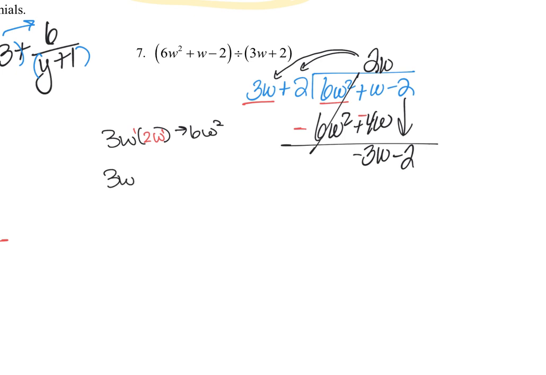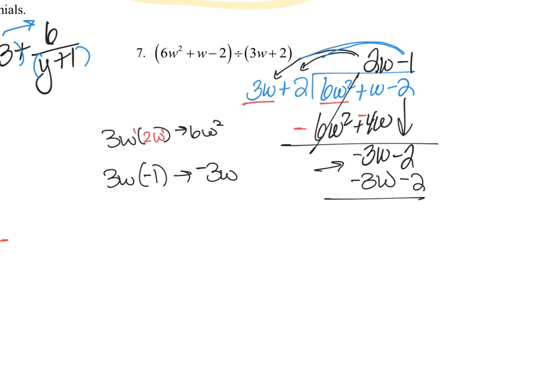I have 3w. What am I going to multiply it by to get negative 3w? What's the only thing different? The negative. So that's what you'll have to multiply by. So I'm going to multiply by negative 1. All right, multiply coming around. Negative 1 times 3w is negative 3w. Negative 1 times 2 is negative 2. All right, here we're going to do sign change, sign change. And so this will 0 and this will 0. And so you're just left with the answer of 2w minus 1.